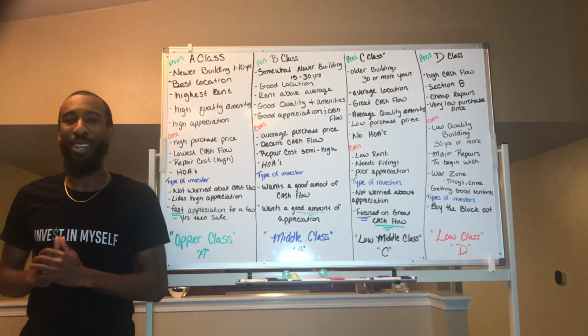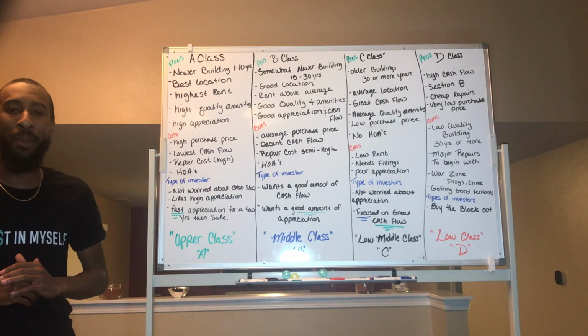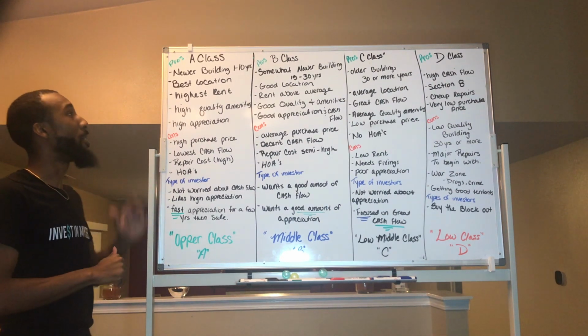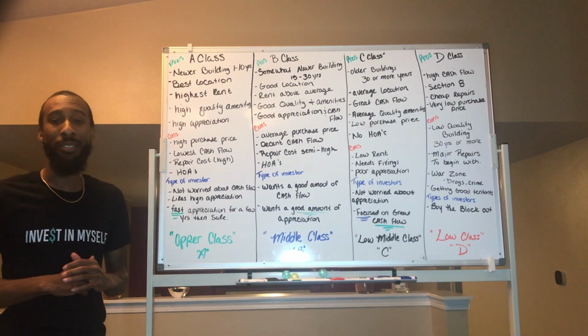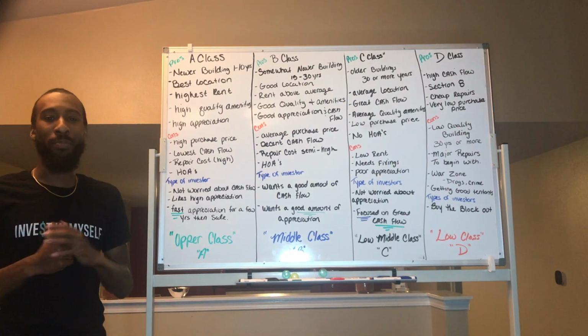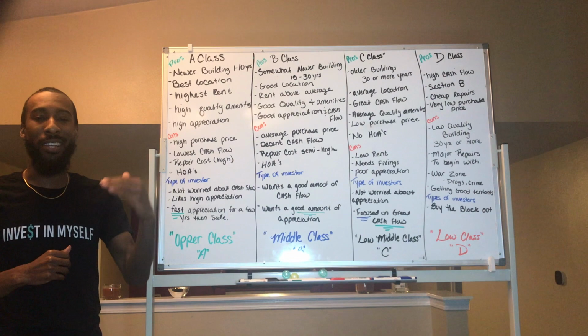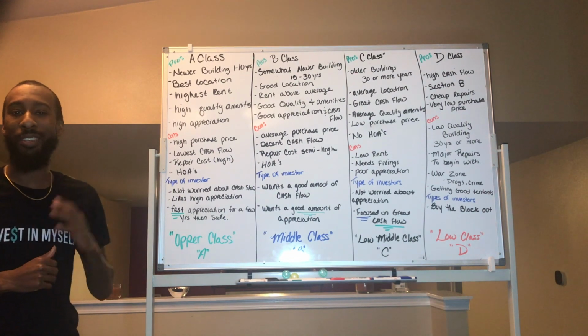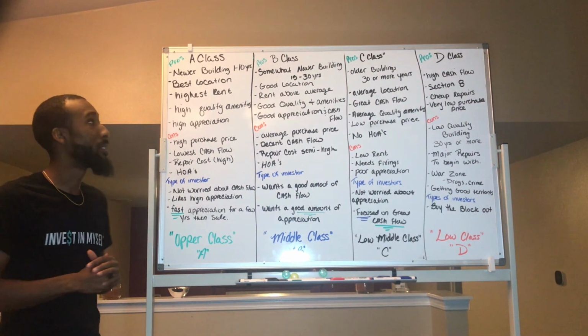I got the whiteboard in the back, and I'm ready to drop some knowledge on you guys. Let's go. We're going to jump straight into it. The first type of properties we are going to talk about are A-class properties. A-class properties are the best properties you can get in the best neighborhoods and areas. So let's go over some of the pros and cons.